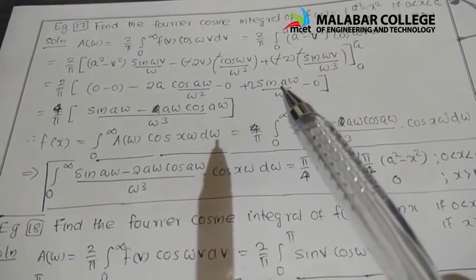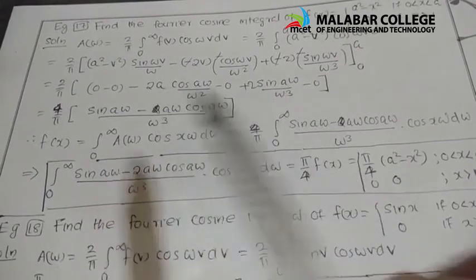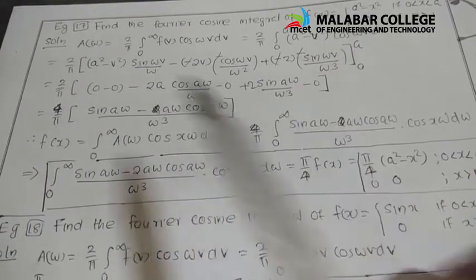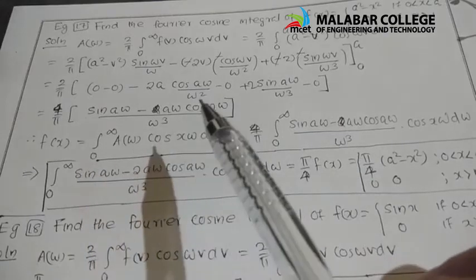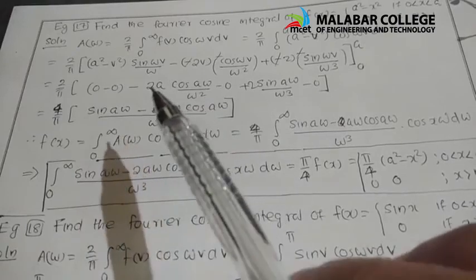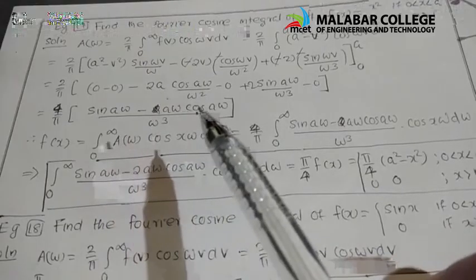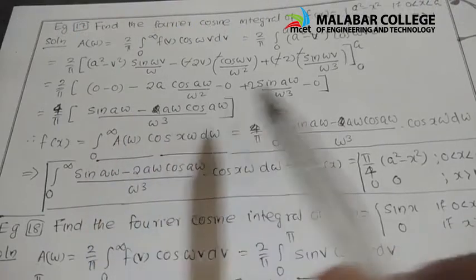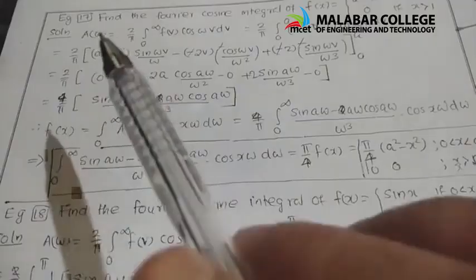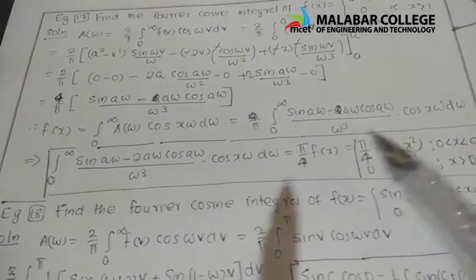For the positive term, 2 is the common factor, so I take 2 out. So 2 into 2 is 4/π. And sin ωa by ω³ is there, but here one ω is missing, so we have to add an ω. So 2aω taken out, aω into cos aω by ω³. So now the denominators are the same. We write f(x) equal to the integral of A(ω) cos xω dω. We substitute the A(ω) that we have obtained here, and then we will get it like this.